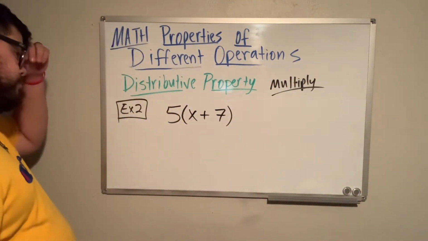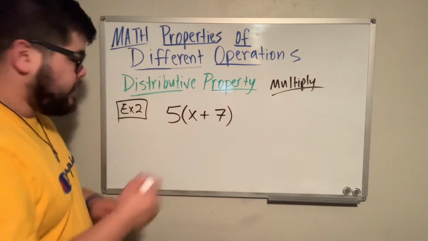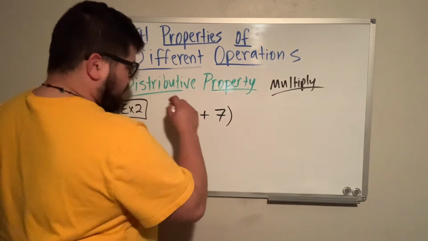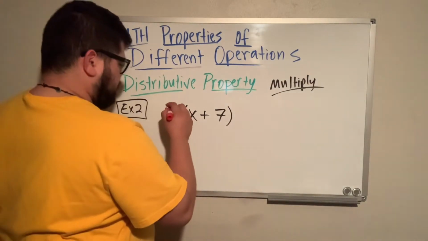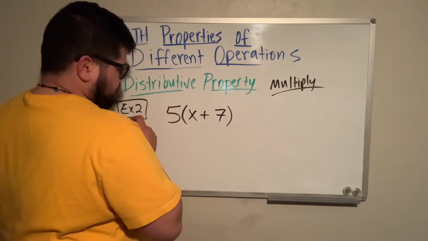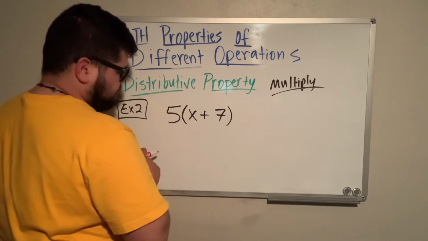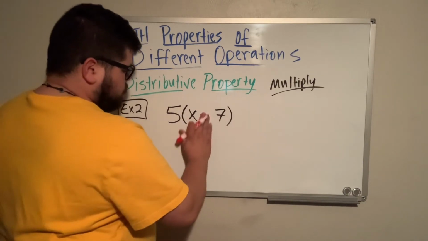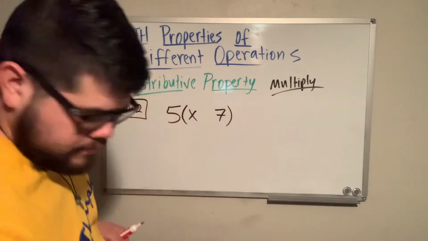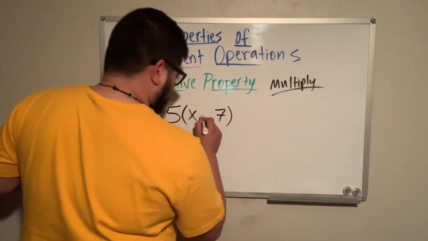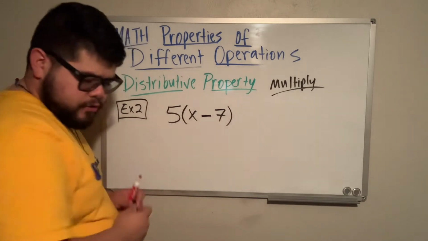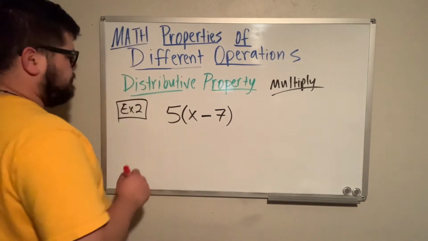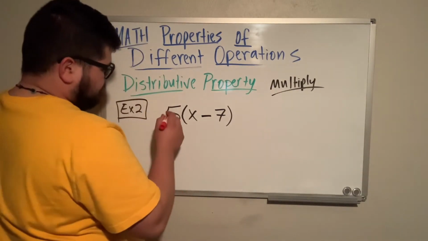All right. Same thing here. We're going to distribute. 5 needs to hit every term in the parentheses. Okay, every term in the parentheses. And actually, you know what? Let's do minus. Let's do minus. x minus 7. Yeah, we can do that. x minus 7.